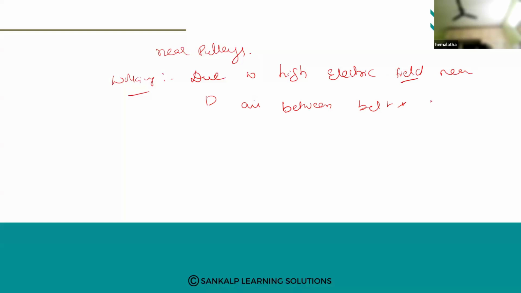Next is working, how it works. Due to the high electric field, because it is maintained at 10^4 volts, the electric field near D is very high. The air between the belt and comb D gets ionized. What does ionized mean? The atoms get converted into ions; electrons come out and the rest become ions. So the belt and comb D get ionized.